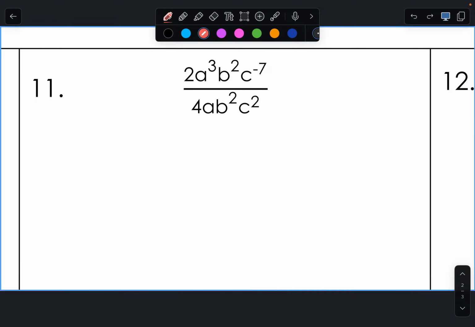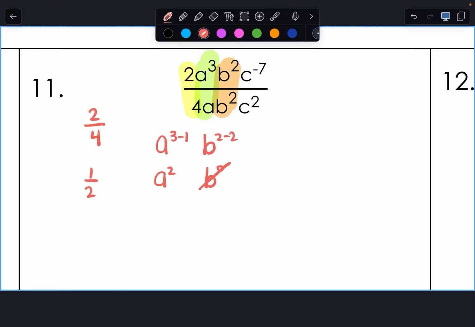Number 11. This one's a mixture, so we're going to have to group this one, okay? The first group is 2/4, which simplifies to 1/2. Then we go with the A's. With the A's, what are we subtracting? 3 minus 1, which is 2. With the B's, we're subtracting 2 minus 2, which is 0. We cancel that one out.